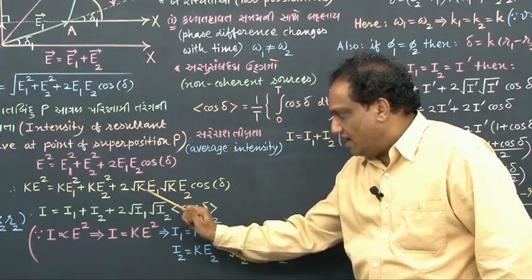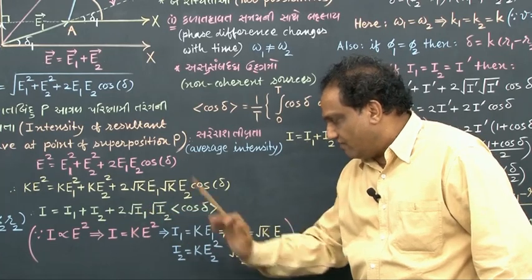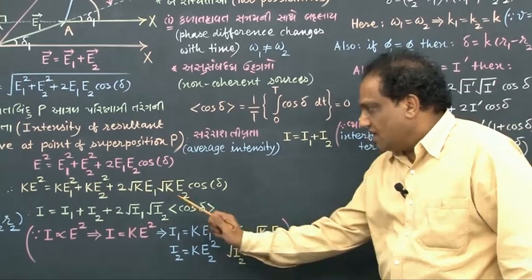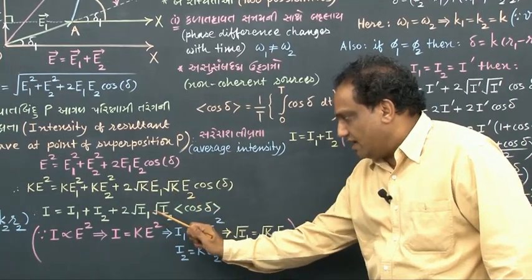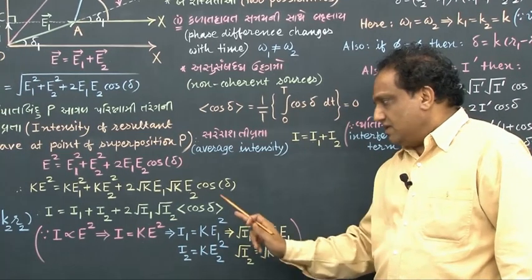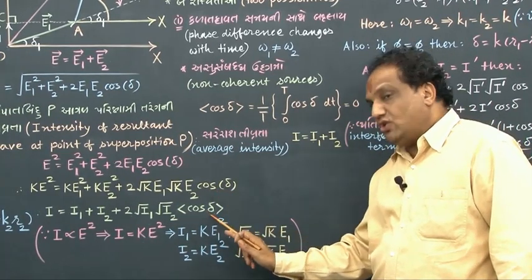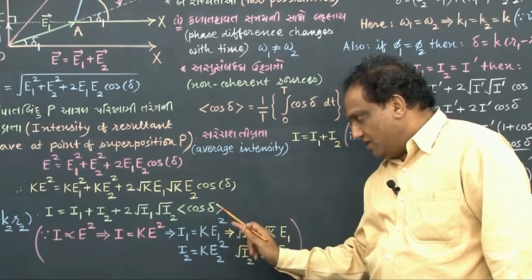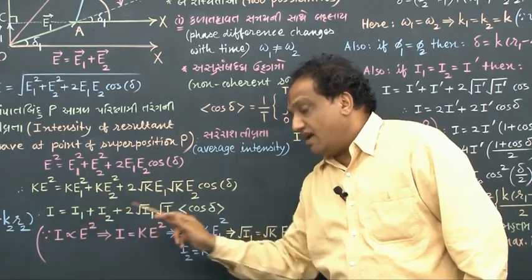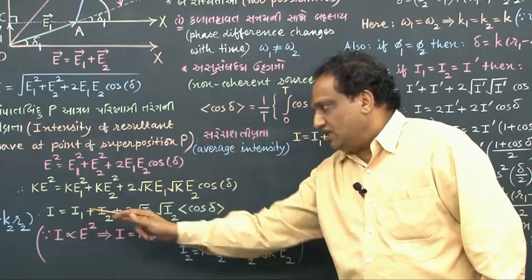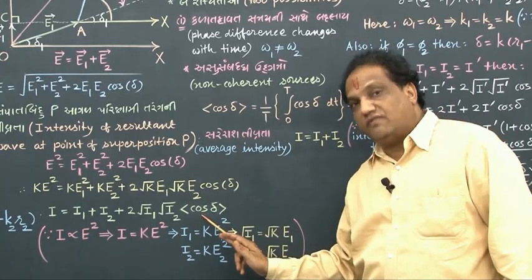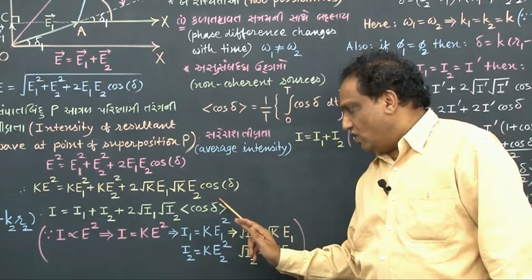Instead of under root k into E1, I can write under root of I1. Instead of under root k into E2, I can write under root of I2. And mind well now, take care. Simply don't write cos delta, you please write average. Because these are not simply intensities, these are average values. Because all these values are average values, here also I must take average value. That's why I am putting the symbol of average.